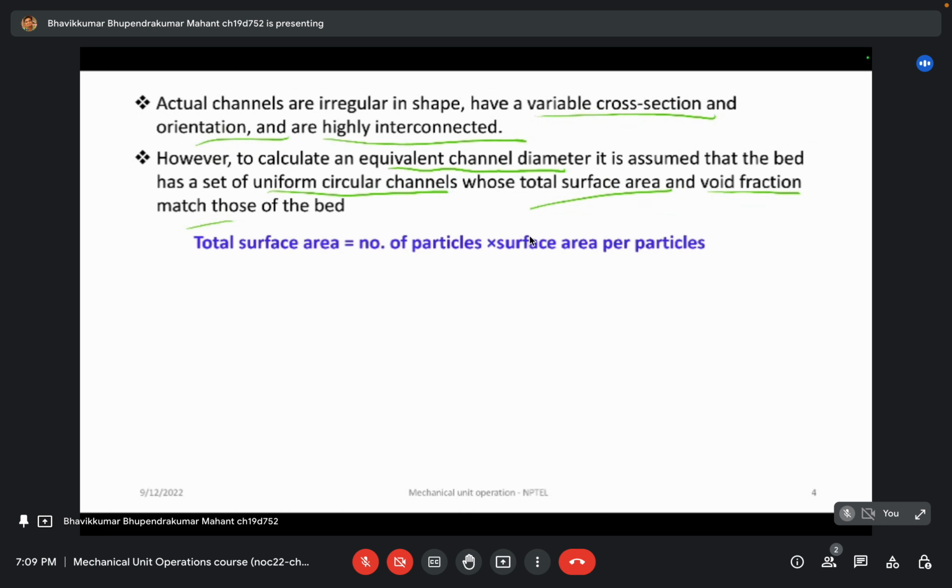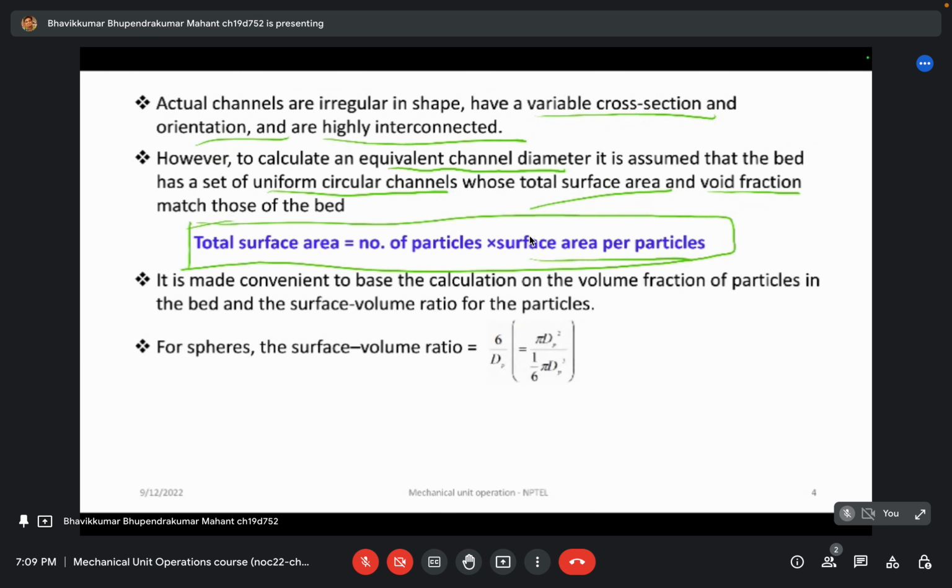So here, for getting the total surface area, we need to consider that the circular channels are uniform. The total surface area is equal to the number of particles times the surface area per particle. We find the surface area of an individual particle, and because of uniformity, we just multiply by the total number of particles to get the total surface area. Now, it is convenient to base the calculation on the volume fraction of particles in the bed and the surface to volume ratio for the particles.